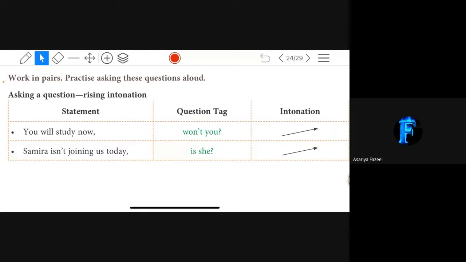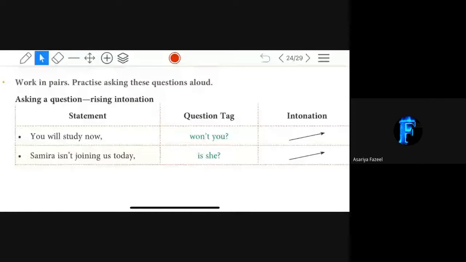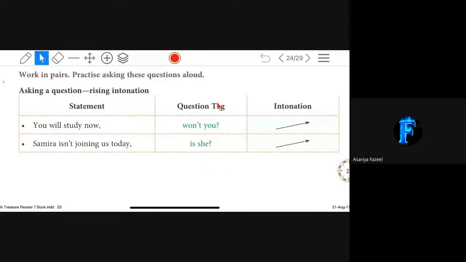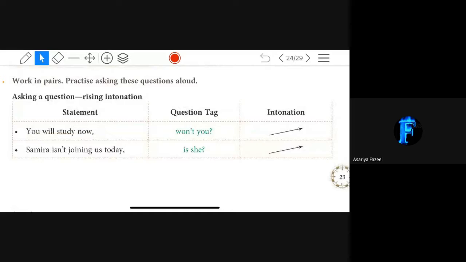Lastly, he asked this question loud. She informed a statement. You will study now. Question take. International summary. Then the join Tuesday. You don't have to read like this. You have to read a full sentence. You will study now, won't you?